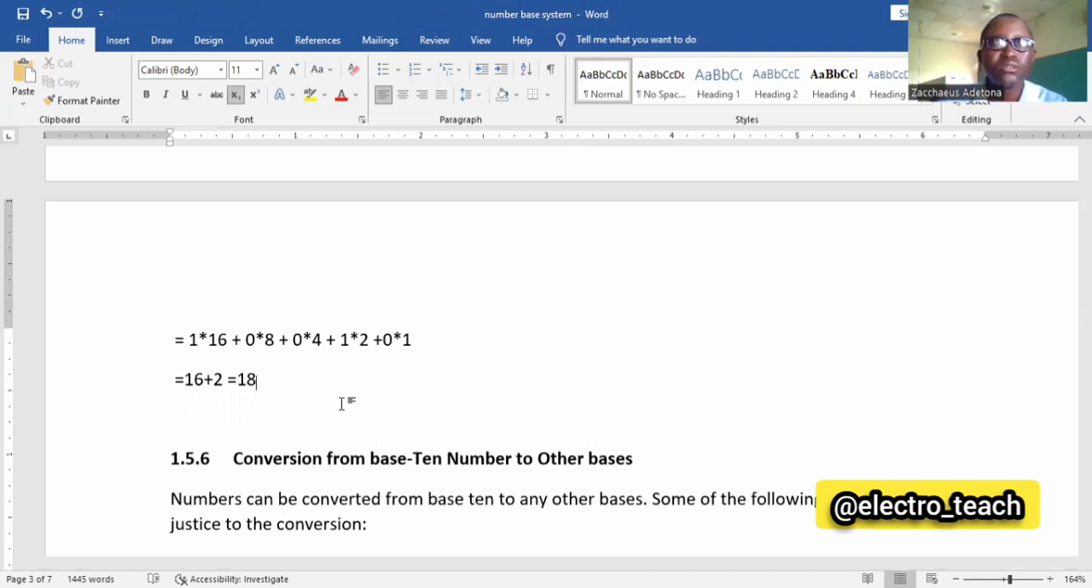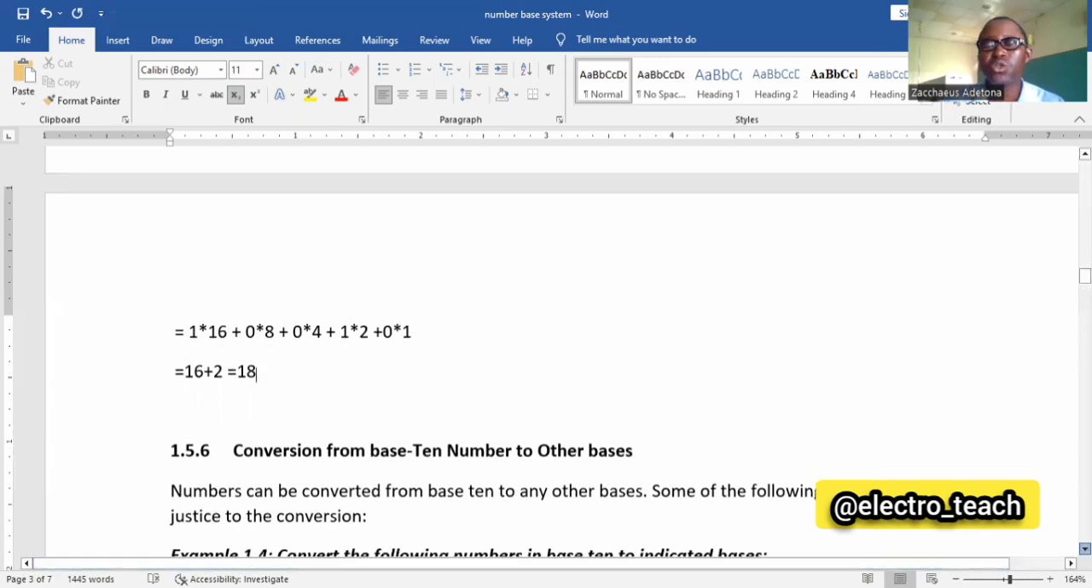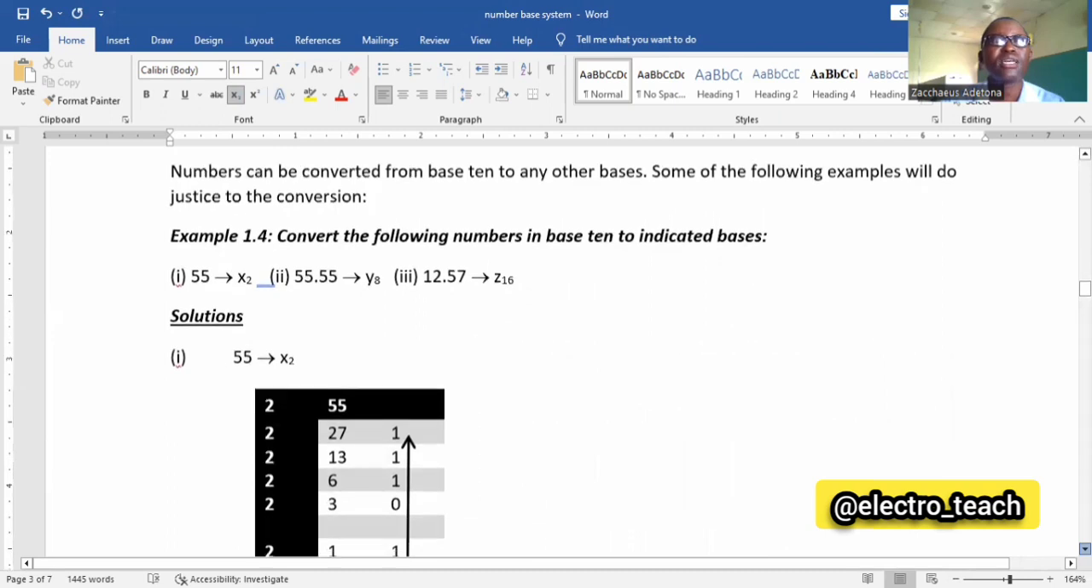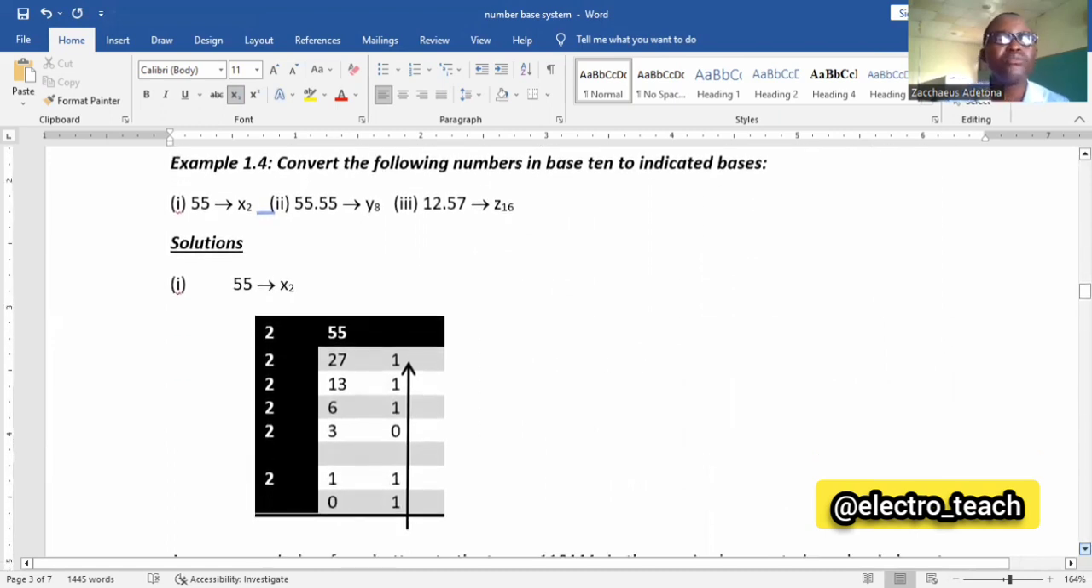Now, how do we convert from base 10 to other bases? To convert from base 10 to other bases, what we do is a long division. You carry out a long division, then we'll be taking note of the remainders as you are carrying out the division. For example, we want to convert 55 to base 2, 55 to base 8, and 12.57 to base 16. So the first one, 55 to base 2.